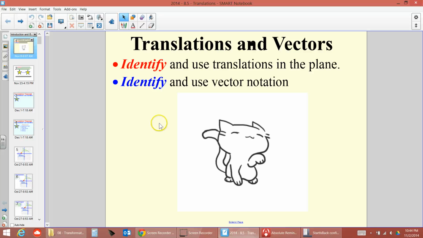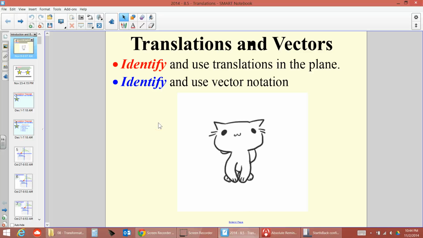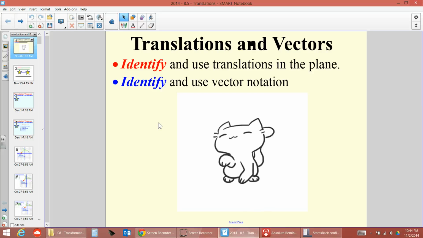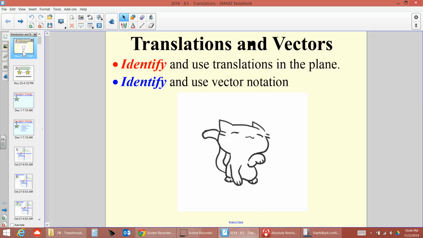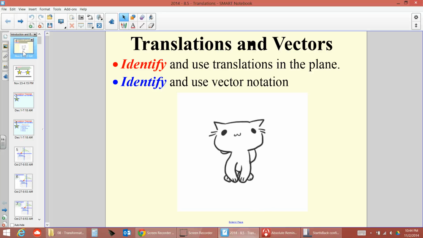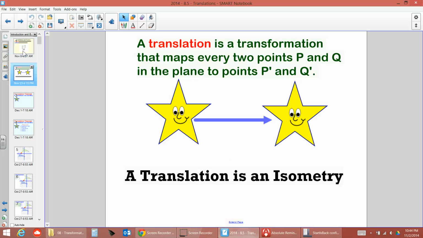All right, so this is Geometry Notes 8.5, talking about translations. So far we've talked about rotations, reflections, and now we're talking about how to slide or glide. A translation is also an isometry. We talked about this in the first day. The three isometric transformations are translation, rotation, and reflection.